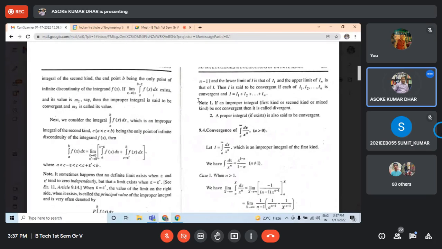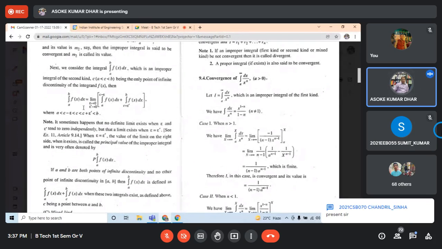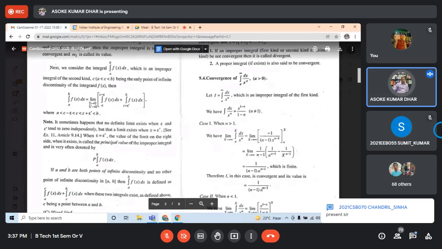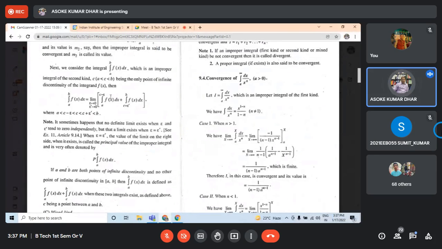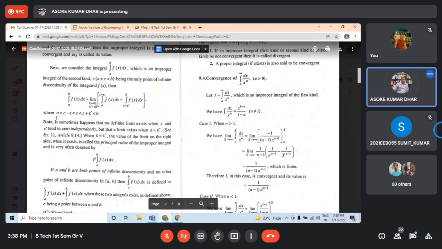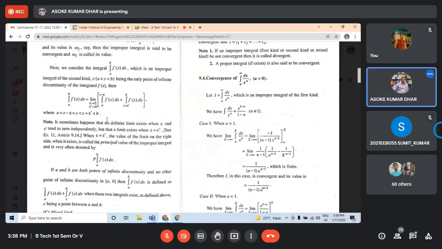And finally, if c is a point lying between a and b where the function is unbounded, then proceed in this way. Integral a to b f(x) dx is the limit of a to c minus epsilon plus c plus epsilon dash to b, where a is less than c minus epsilon, less than c plus epsilon dash, less than b. So this is the procedure: taking the limit, with both epsilon and epsilon dash tending to 0 plus, and test whether it exists or not.